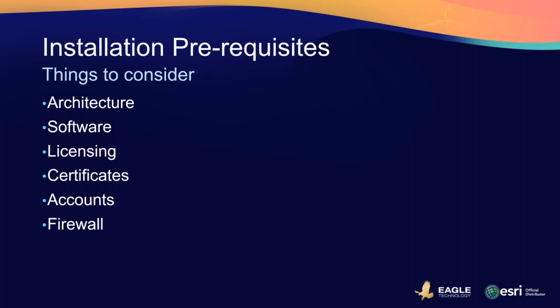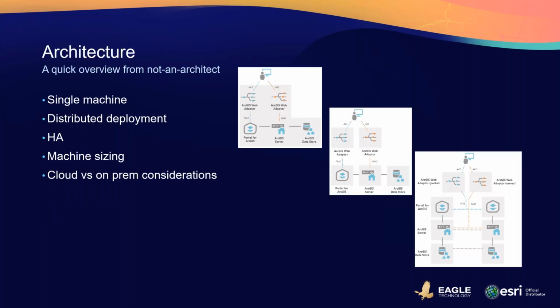Do you have the correct ports open to allow for communication between machines, for example, in a multi-machine deployment? There is some fantastic documentation that Esri has on all of this stuff. So I do recommend going and checking that out, and we'll show you the links at the end of this webinar as well. So I think from here, I'll hand over to Tom to talk a bit more about the architecture.